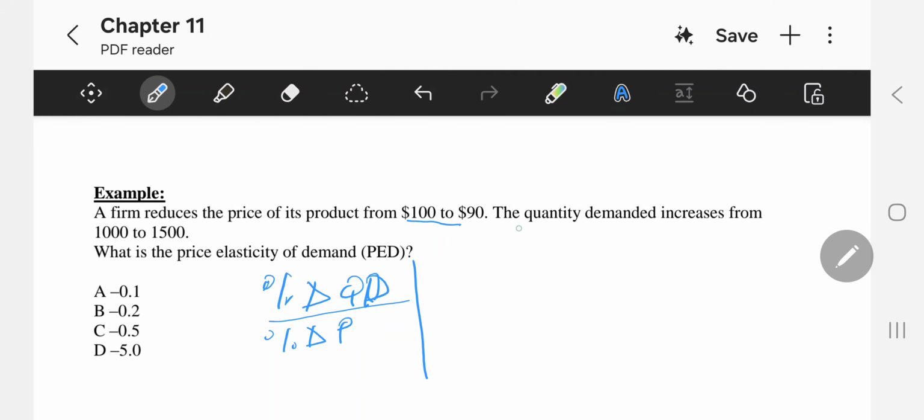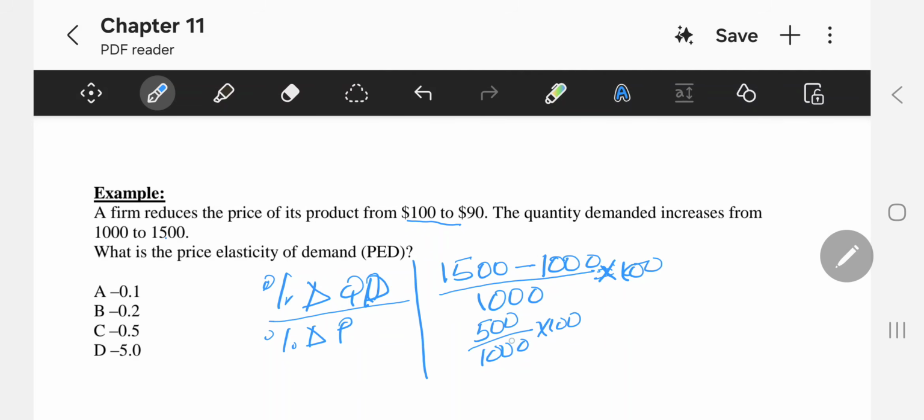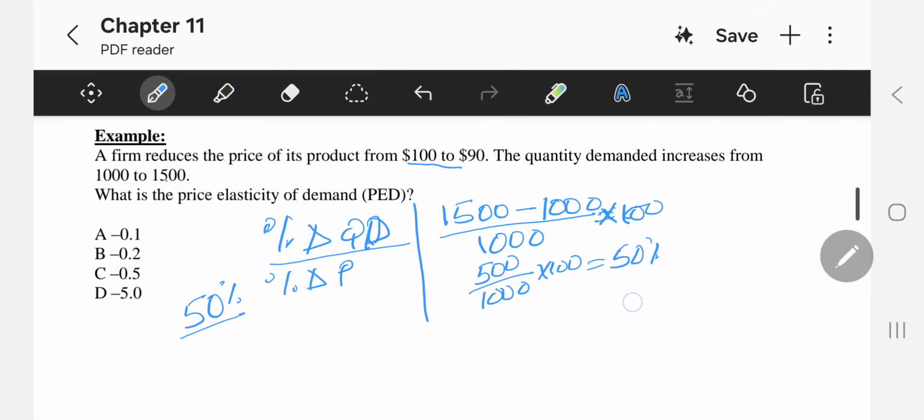All right, so let's go to quantity. The quantity demanded increases from that to that. So this is the new, this is the old. So you're going to say the new, which is 1,500, minus the old, which was 1,000. Divide this by the old, which is 1,000, and then multiply this by 100. And you're going to find out that this is 500 over 1,000 times 100. So this is basically 1 over 2. So this is 50%. So this is the quantity demanded. So I'm going to write here 50%.